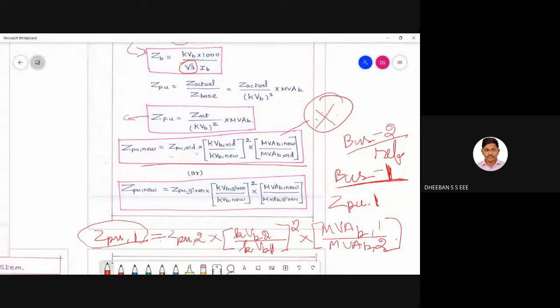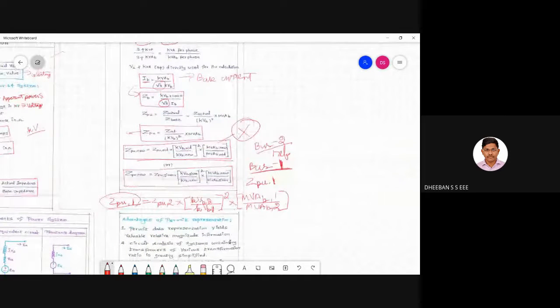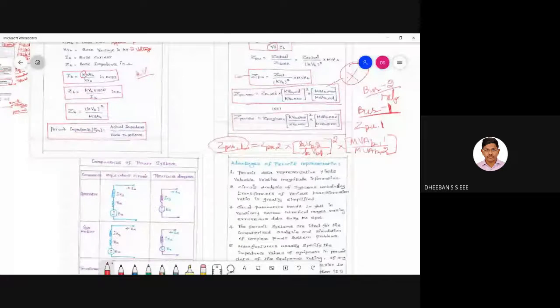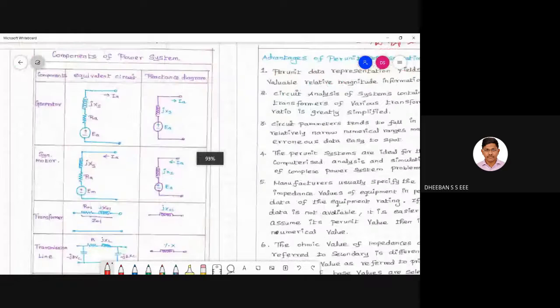So the impedance diagram is nothing but more or less similar to the single line diagram, except that it will be represented with respect to the impedance. I'll be telling you how we can draw the impedance diagram in the upcoming class. Okay. So again, here are the general components of the power system.